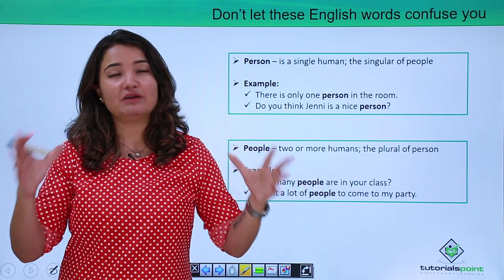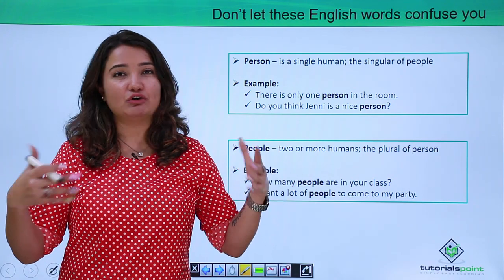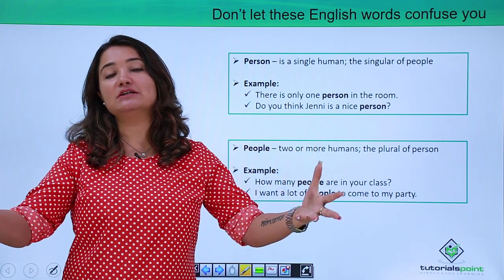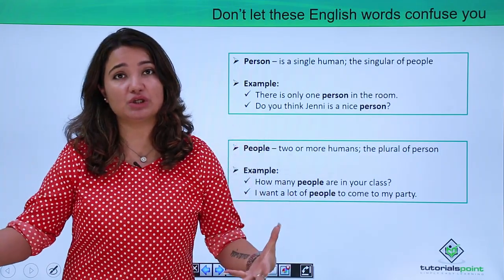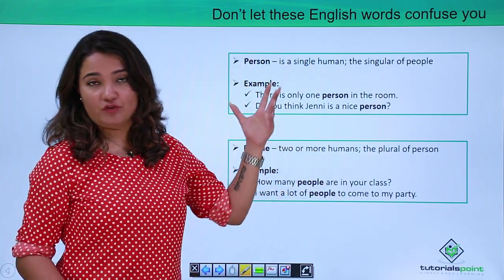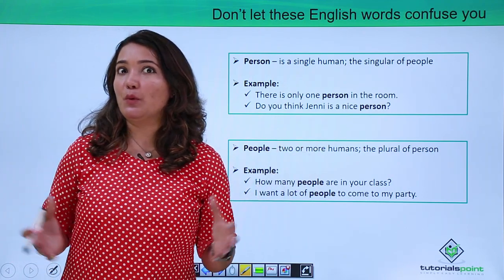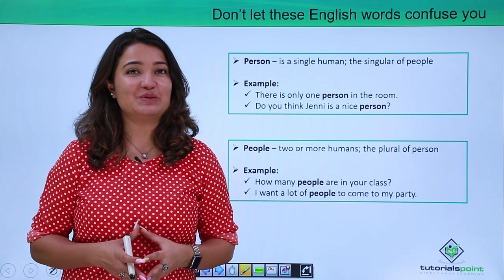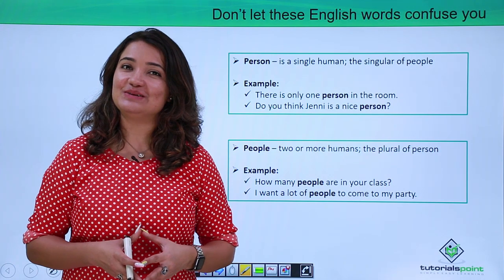I'm sure it is very clear to you now what I was trying to convey. So person is singular, but people is the plural form of person. So if you have more than one person around, well, in that case you're going to use people.